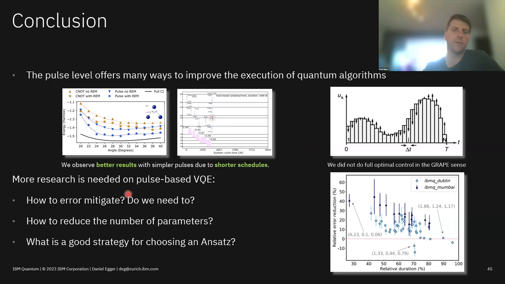And I think this opens up a lot of nice directions for research, right? So how do we best do error mitigation at the pulse level? How do we find pulse-based ansätze that reduce the number of parameters? And what is a good strategy in choosing a pulse-based ansatz?